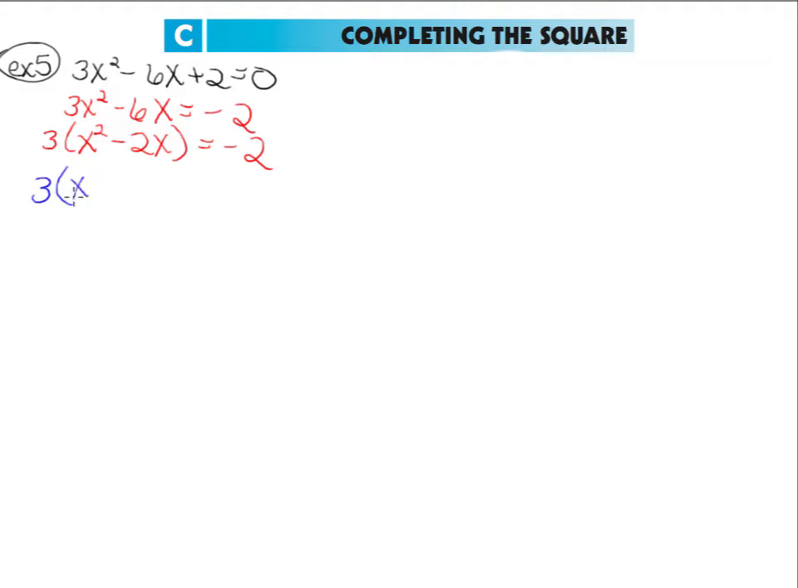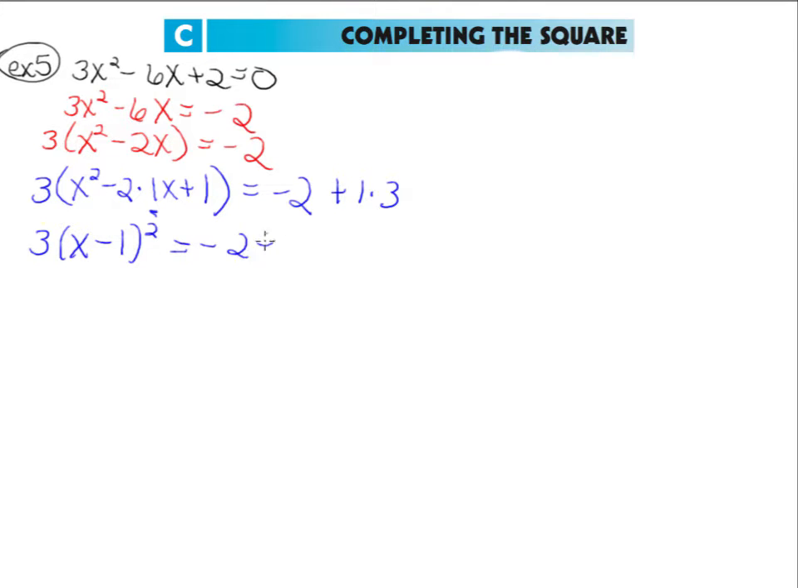Rewrite the x squared minus 2x so that we have a perfect square trinomial set up. And so I need to add 1 squared to the left-hand side. But remember, to the right-hand side, I have to add 1 times 3, the number outside the parentheses. So this becomes x minus 1 quantity squared. And then simplifying that down, we have 3 times x minus 1 quantity squared is equal to 1.